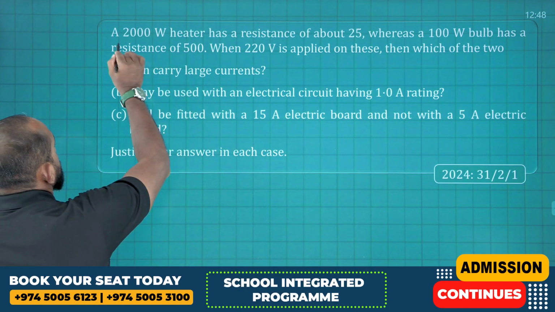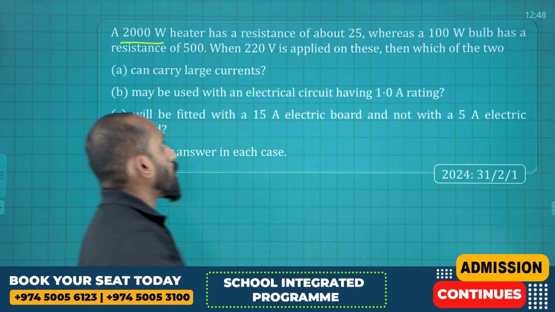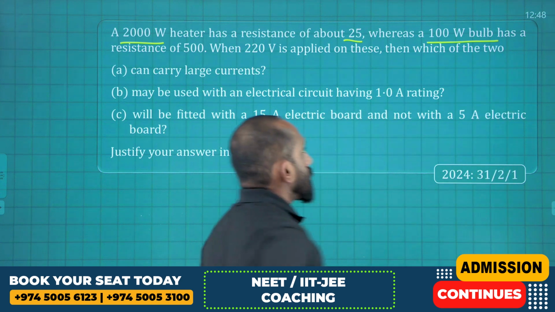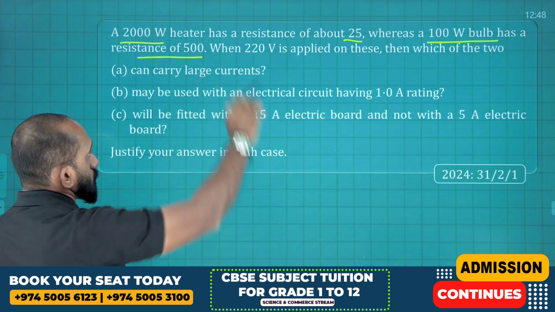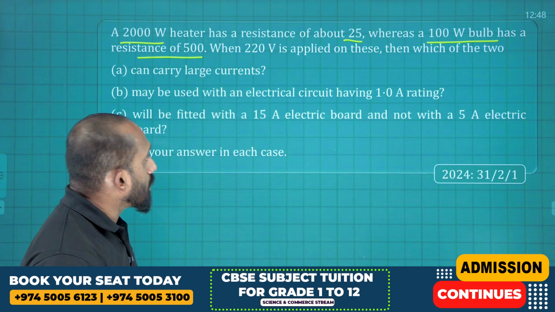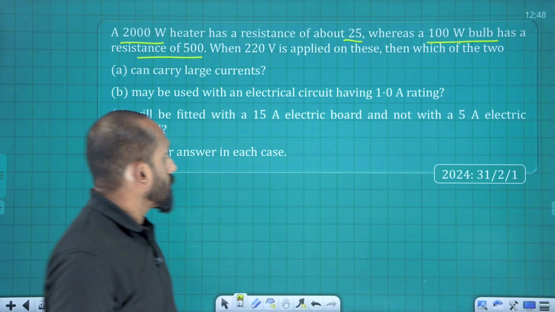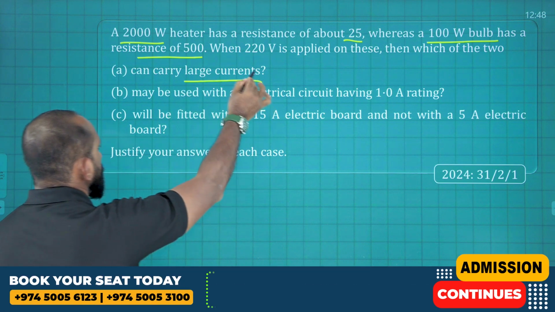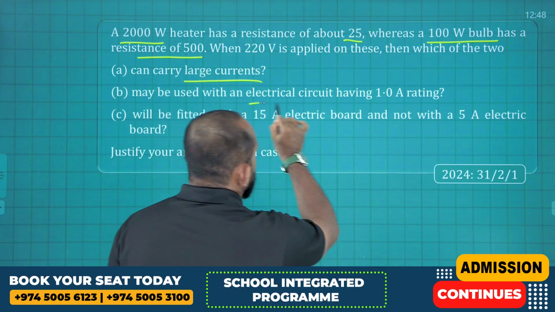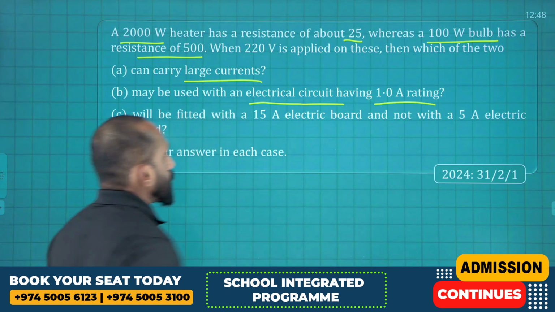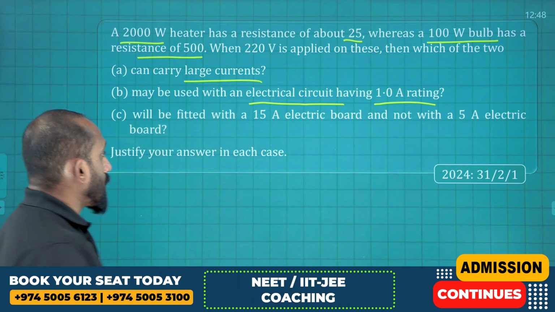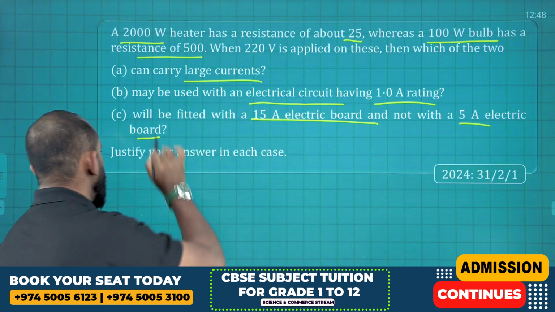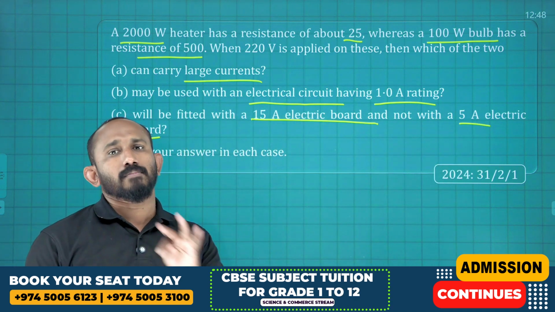A 2000 watts heater has a resistance of about 25, whereas a 100 watt bulb has a resistance of about 500. When 220 volt is applied on these, then which of the two can carry large current, may be used with an electrical circuit having 1 ampere rating, will be fitted with a 15 ampere electric board and not with a 5 ampere electric board? Justify your answer in each case.